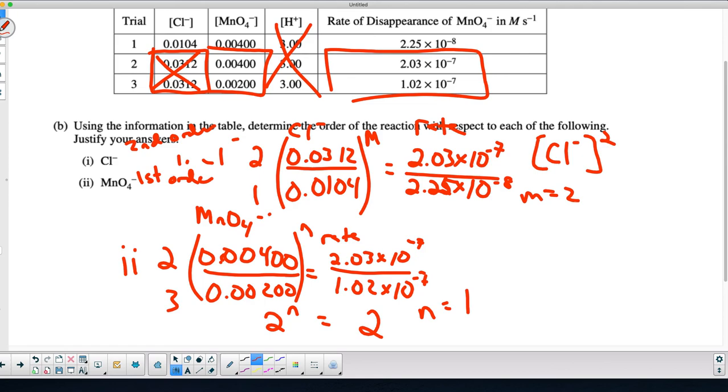And that's it for part B. And then we'll take a look at part C. That will be the next screencast.